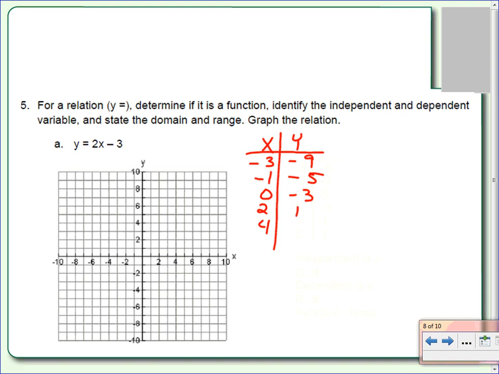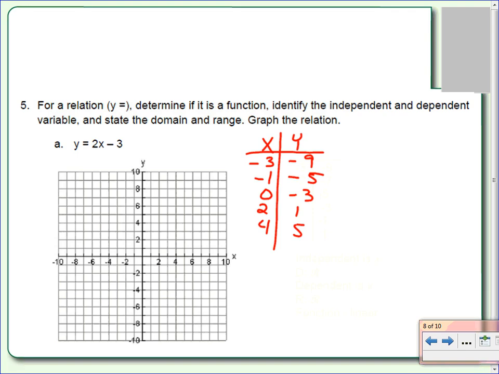I'm going to do this one last time here. 4. 2 times 4 is 8. And 8 minus 3 is 5. Now again, I just chose these 5 numbers. I could have used any other numbers. I could have used 100 numbers. Those are the ones that I chose.